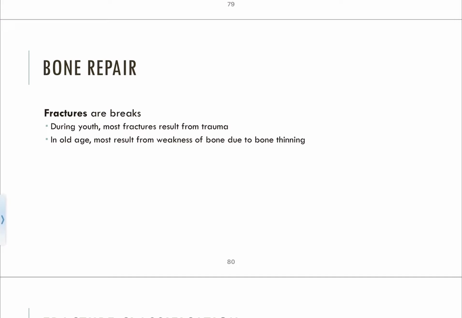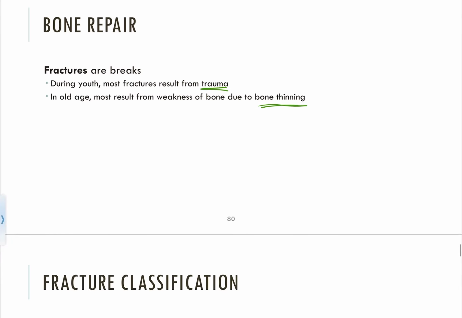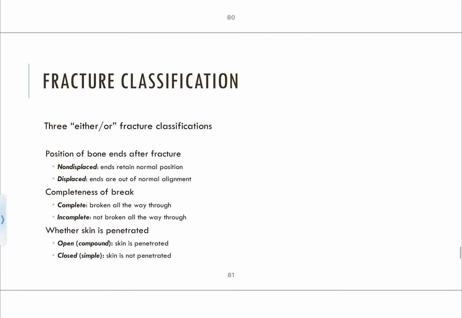During youth, if we fracture or break our bone, it's most likely the result from trauma. As we get older in age, our bones can get weaker due to them thinning, not being as thick as they should be, and so fractures are more common. So there's a couple ways that we can classify fractures. So it could be either or.